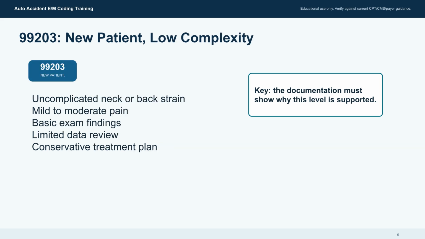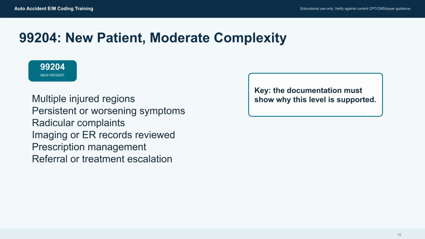A 99203 is commonly used for new auto accident patients with low complexity injuries. For example, a patient may present with neck and low back pain after a rear-end collision. The provider documents the accident history, performs a focused musculoskeletal and neurological exam, reviews basic imaging or decides imaging is not needed, and starts a conservative treatment plan. This may include therapy, home exercises, activity modification, over-the-counter medication, or a simple prescription when medically necessary. The key is that the condition is still uncomplicated and the risk remains low.